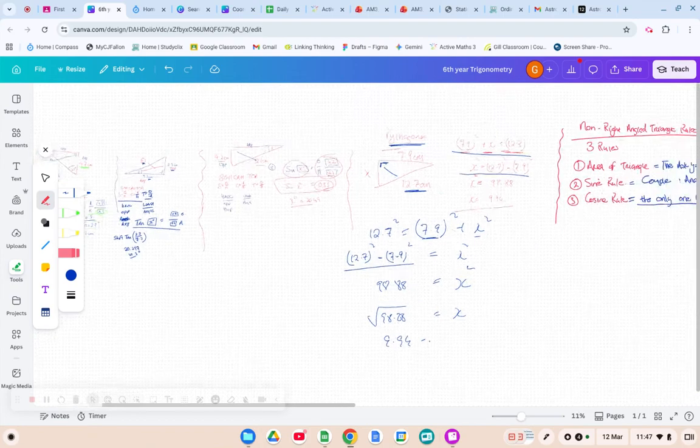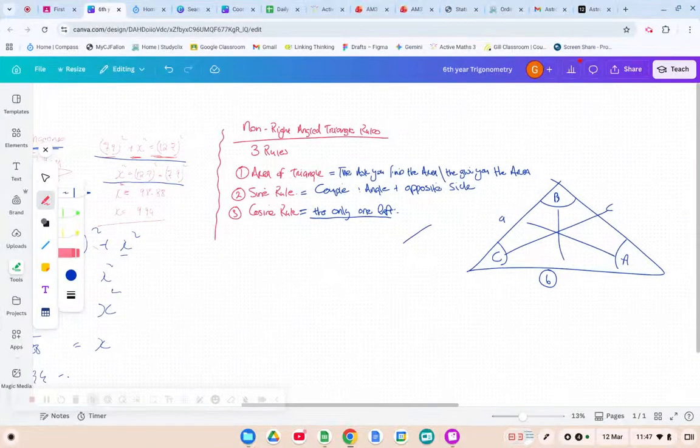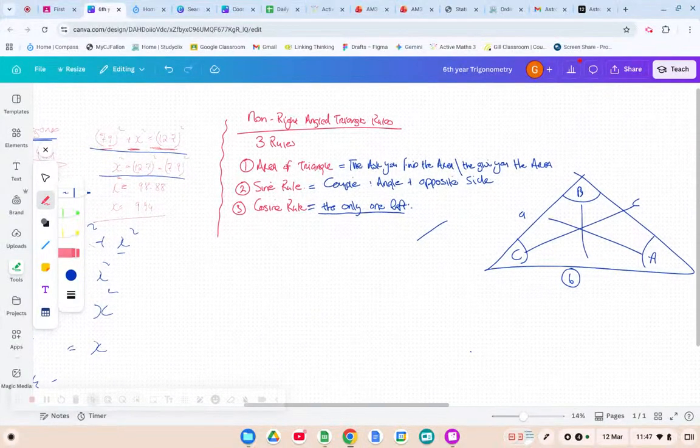All right, that is it on the right angle triangles. So today and yesterday, we also went on to non-right angle triangles. I'll take that up in the next video.